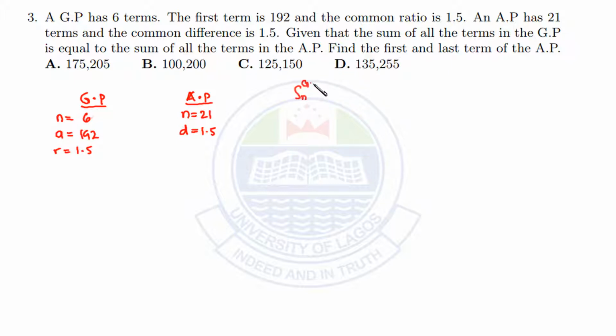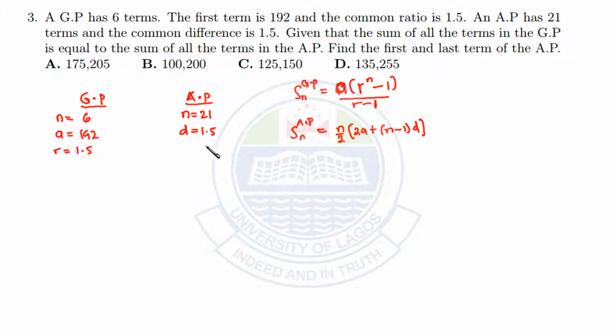and you remember that the sum of n terms of a geometric progression is given as what? That's if your common ratio is greater than 1. So we have a open bracket r raised to power n minus 1 divided by r minus 1. And the sum of n terms in arithmetic progression is given as n over 2 open brackets 2a plus n minus 1 then multiply by d.